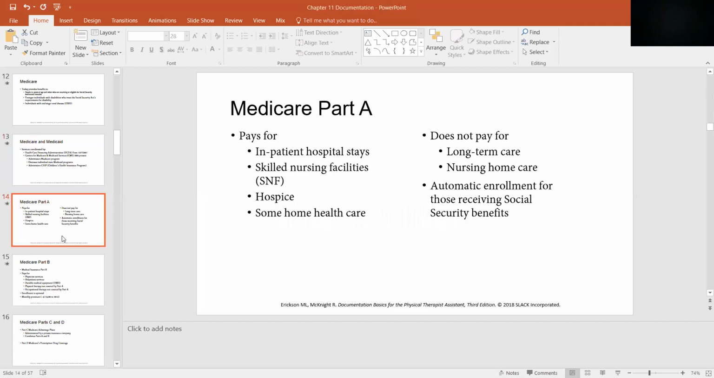So Medicare has 4 different parts. The first part, Medicare Part A, is going to pay for your inpatient hospital stays, your skilled nursing facilities, your hospice care, and then some home health care. Medicare Part A does not pay for long-term care or nursing home care. So if you have to go into a nursing home, Medicare Part A does not pay for that. It's really just for acute illnesses. And you automatically are enrolled in Medicare Part A when you receive Social Security benefits.